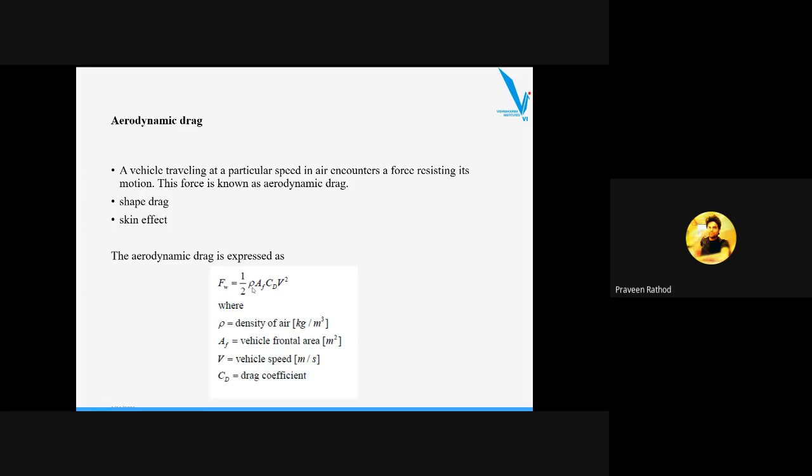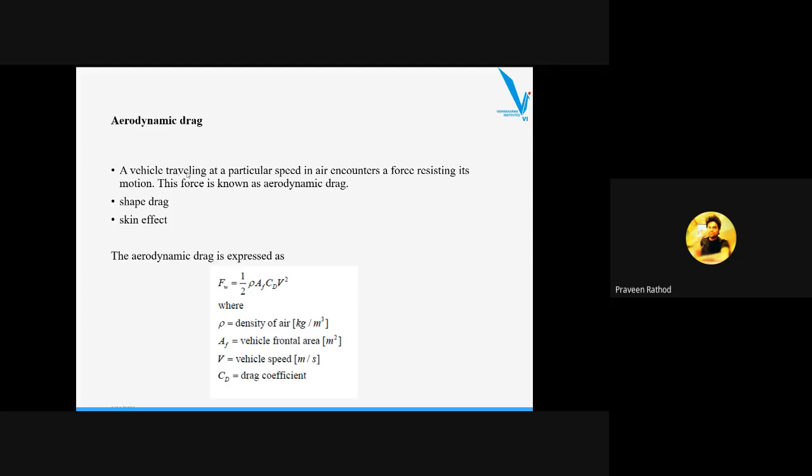Okay, this is also one of the important things in vehicle performance: aerodynamic drag. Whenever the vehicle is moving, there are many tests available to test the aerodynamic drag. Many people are working to reduce the drag coefficient of the vehicle. The drag coefficient should not be high, it should be very low, so the skin and shape of the vehicle take an important role over here.